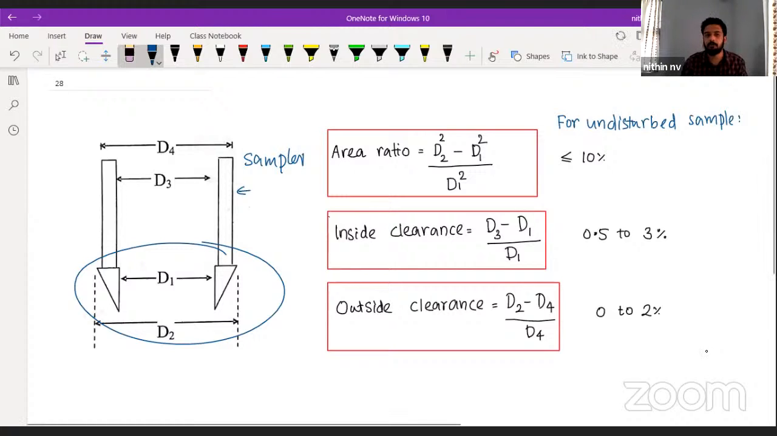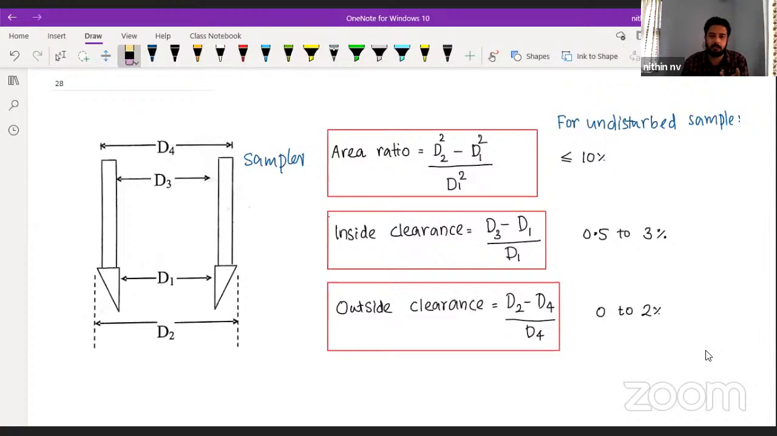Outer diameter is D4. So by giving all those things, either they can give a figure like this, or they can give D2 is outer diameter of the cutting edge, and like that they can give the values, and they can ask you the inside clearance, outside clearance, area ratio. And for an undisturbed sample, this value should be less than, if it is in percentage, we have to multiply with 100. So that also you can remember. These are direct, not that much important, but you can simply remember.